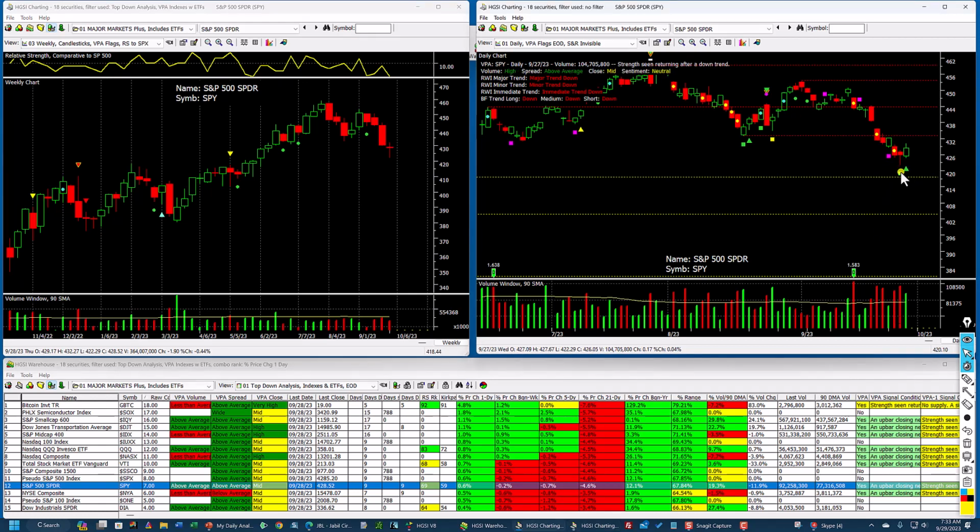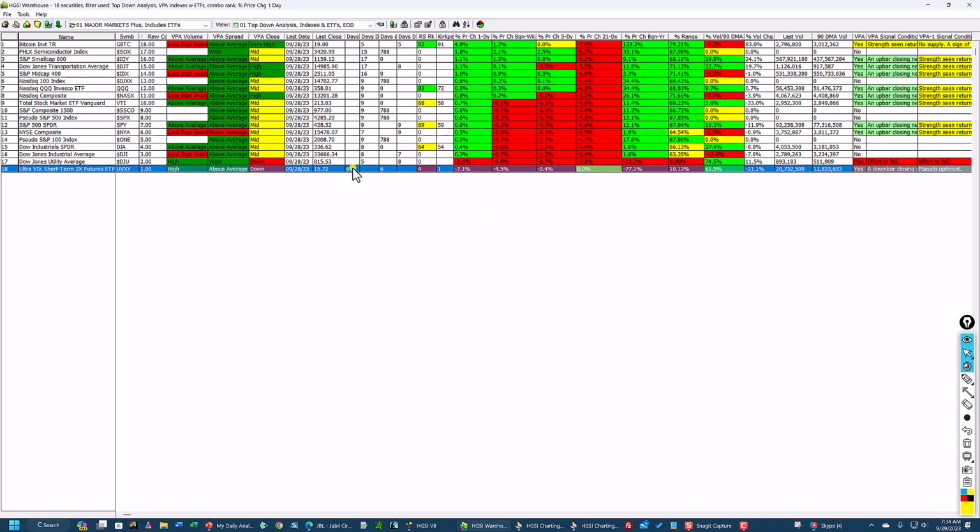This is actually a bullish bar here because it is a strength seen returning. And then here's the confirmation. So just looking down here at these VPA signal conditions and -1 and the green sprouting up over here, you can see that there is some strength coming into the market. Now let's go back here and look at this. Days since the crossover. I'm going to make this full screen. The only thing that's positive is the Ultra VIX. Still, none of these have crossed over yet.